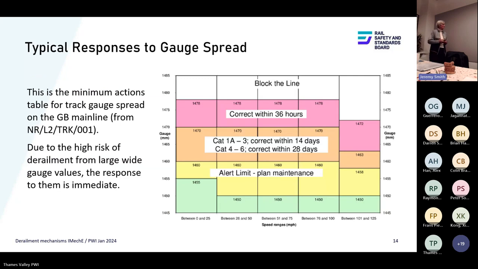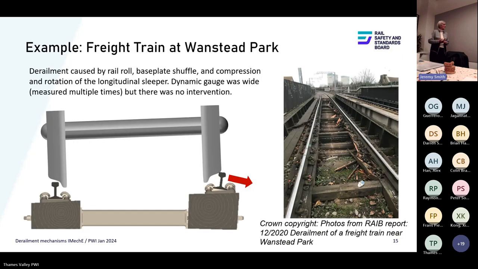And as you can see, if it gets up to 1478, panic, block the line. At that stage, the risk of derailment is so high that you do not want to be running anything. And going down there, it depends on the speed, what the response time is at the various different levels. But right up the top, that's serious danger area. We really don't want to be there. So it's important, it's monitored, but sometimes it fails.